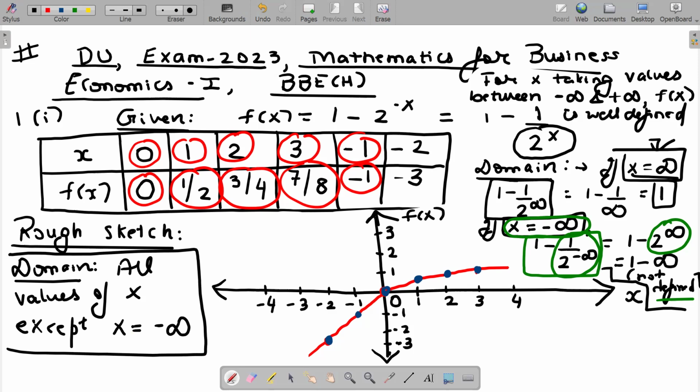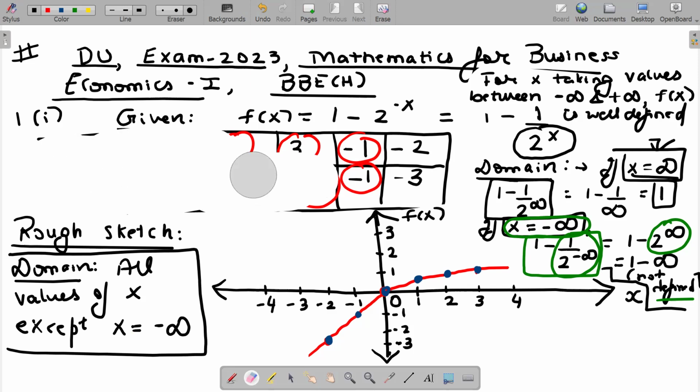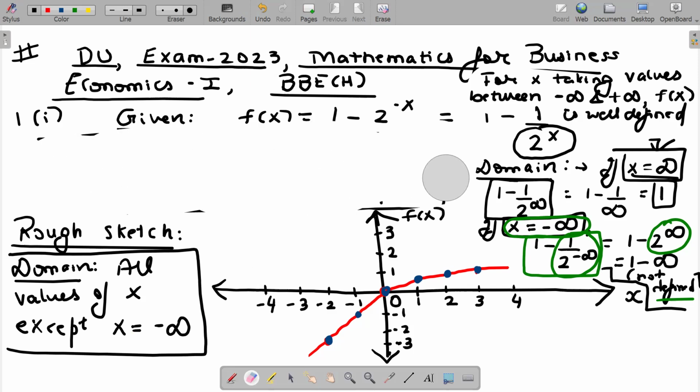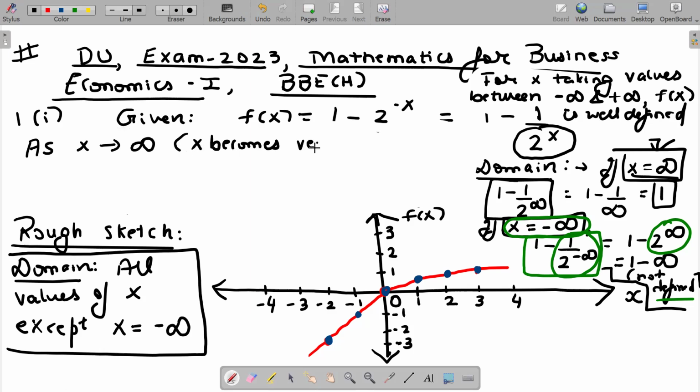Okay, and now let's calculate the range also. To calculate the range, I can see first of all how the function is behaving for very large values of x and for small values of x. So let's work that out. I'm erasing this table. Let us calculate the limit of this now when x becomes very large and small. So I'm calculating the limits for all students. So as x tends to infinity, that means as x becomes very large, what is going to be my limit?